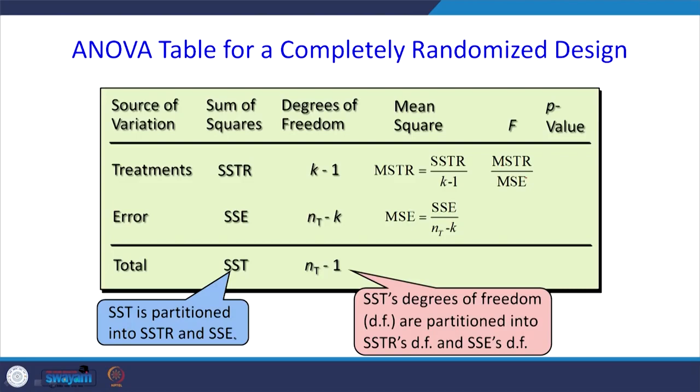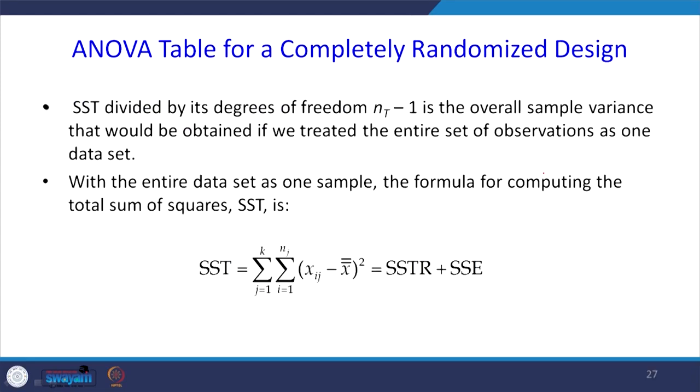So, the ratio, you see, MSTR divided by MSE. Always in the denominator there should be the error term, because when you go for two-way ANOVA, we have to remember that in the denominator there will always be the error term. Then we can find the corresponding p value. This is what we have done previously when I was explaining my first example. Generally, SST divided by its degrees of freedom nt minus 1 is the overall sample variance that would be obtained if we treated the entire set of observations as one data set, right. When you divide this SST by the corresponding degrees of freedom, that is the overall variance.